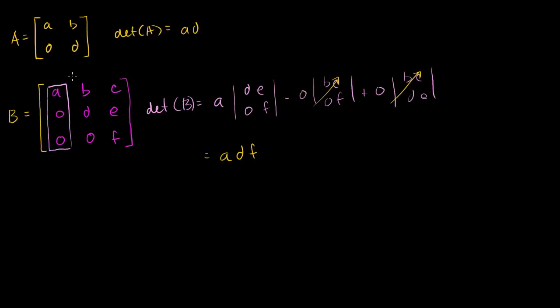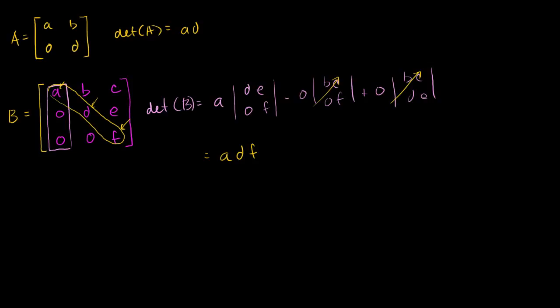Now, you might see a pattern. In both cases, we had zeros below the main diagonal, right? This was the main diagonal right here. And when we took the determinants of the matrix, the determinant just ended up being the product of the entries along the main diagonal. And if you think that that's a general trend that always applies, you are correct.